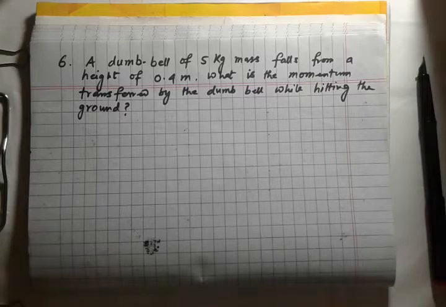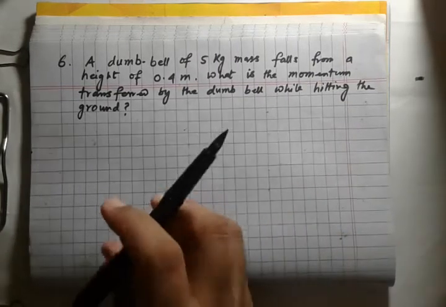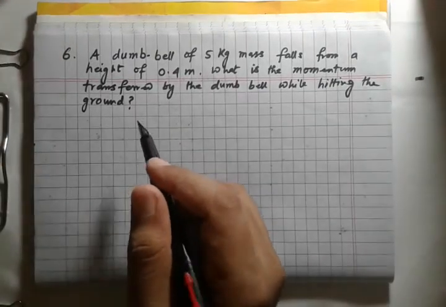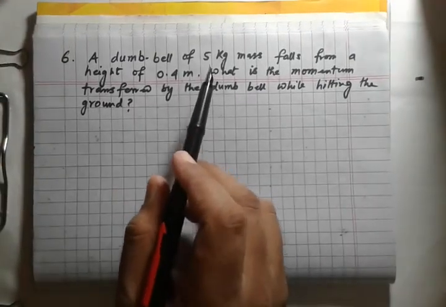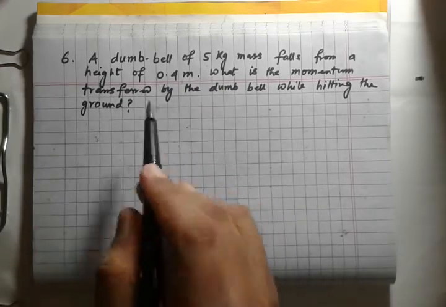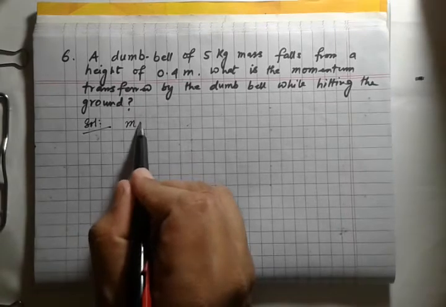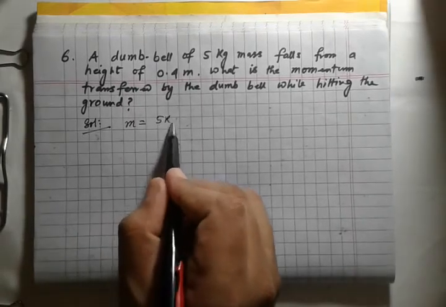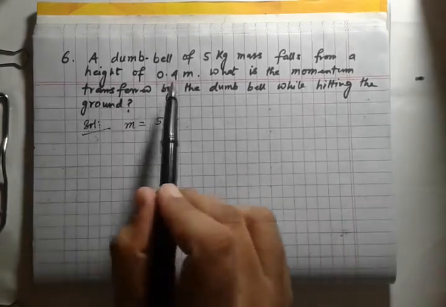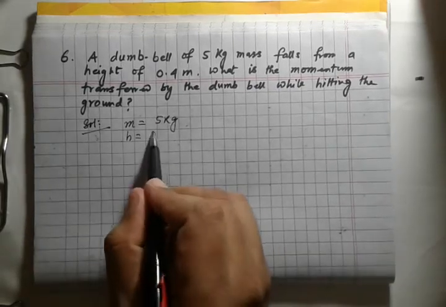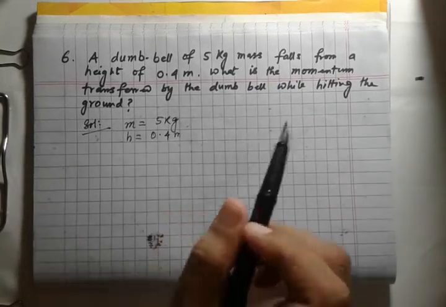So in this case, first you have to write what are the things you know. You know the mass. Mass is how much? Mass is 5 kg. So solution: m is equal to 5 kg. Falls from a height of 0.4 meter. So you can write h is equal to 0.4 meter.